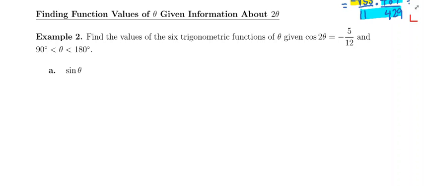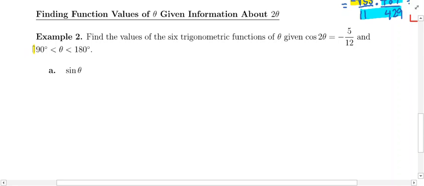It says find the values of the 6 trigonometric functions of theta given that the cosine of 2 theta is equal to negative 5/12 and theta is between 90 degrees and 180 degrees. So there's this angle theta, and then there's this other angle 2 times theta. We know that theta, not 2 theta, is between 90 degrees and 180 degrees. So that tells us that theta is in quadrant 2.